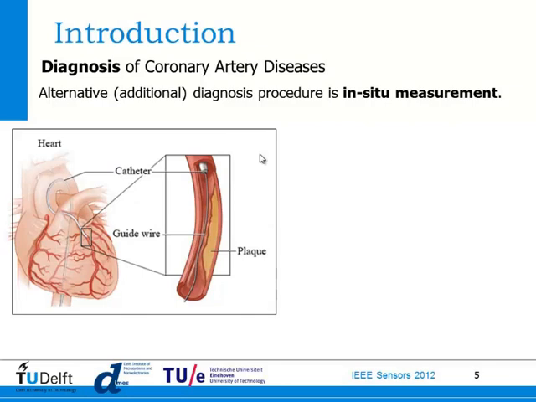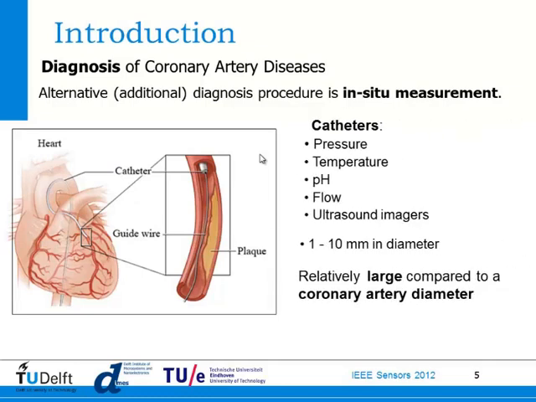Another type of diagnosis, as you said again, is in situ measurements. What the doctors do is make a small incision in the groin, and bring a catheter up to the area where you have the stenosis. In this catheter, you can find lots of commercially available options with pressure, temperature, pH, flow, even images included at the tip of these catheters. However, the diameter of these catheters is quite large compared to the diameter of a coronary artery.